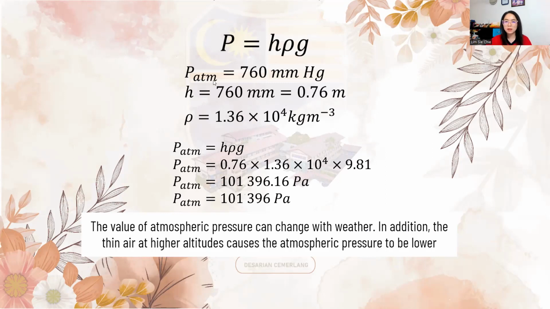So in here, my pressure of atmosphere is 760 millimeter mercury. Then my H is equal to 760 millimeter. I change it to meter. I hope that you know how to change it to meter. It equals 0.76 meter. Then my density of mercury is 1.36 times 10 to the power 4 kilogram per meter cubed. So this is what I have here. But what is my density of water? 1000. Remember, right? It's 1000.